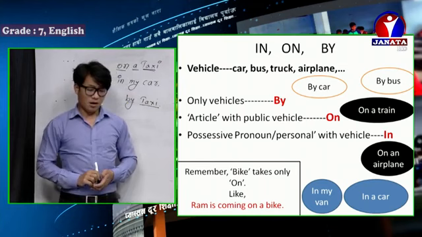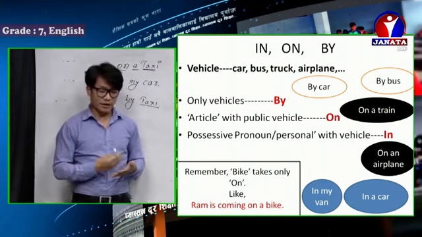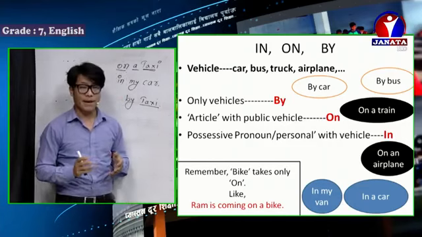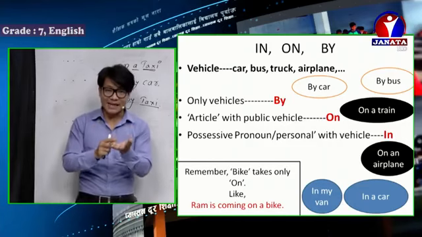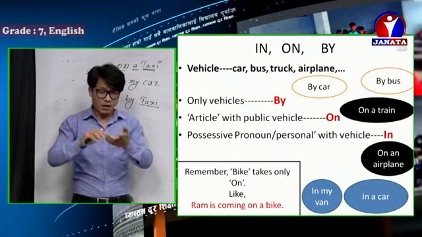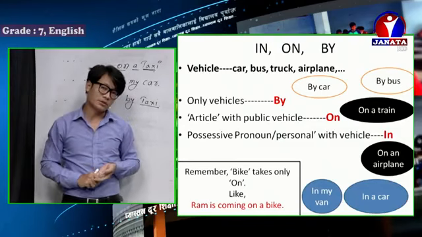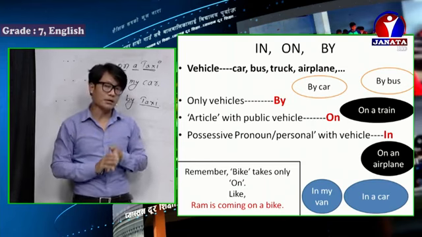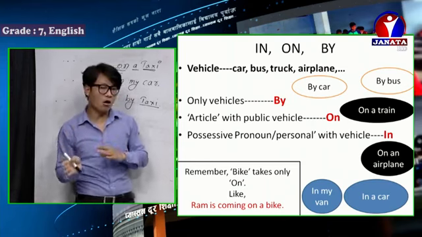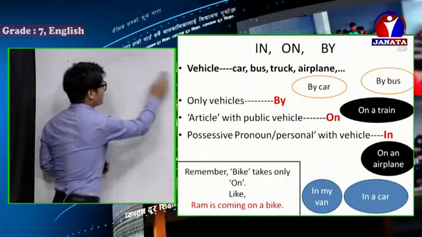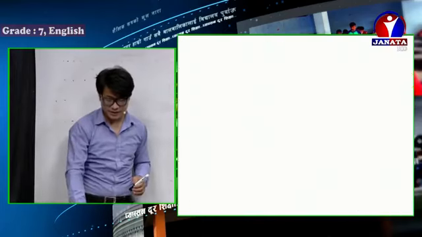And remember, bike takes only on articles. Like Ram is coming on a bike. Bike, bicycle, horse. Okay? With these, we use the preposition on. Like on a bike, on a bicycle, on a horse, like this. Okay? So I hope you don't have any questions regarding here.